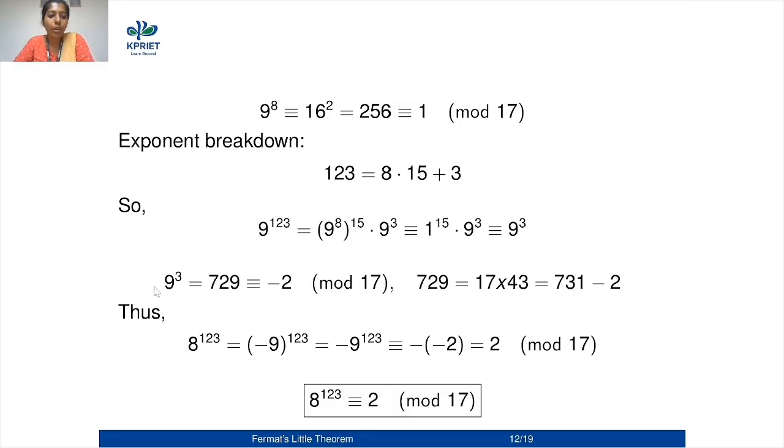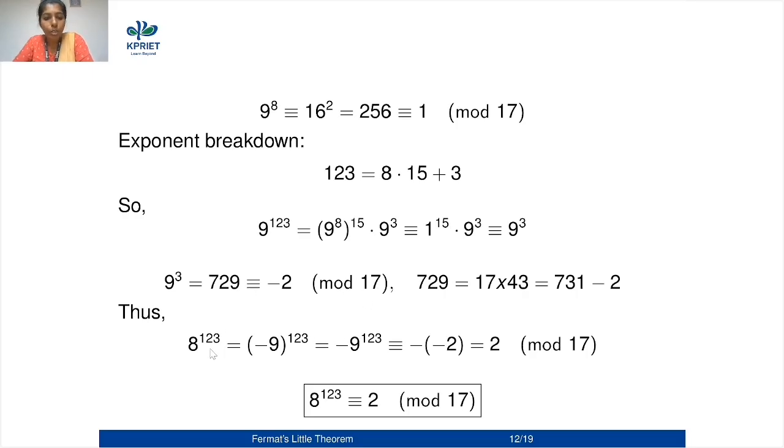So now let us focus on 9 cube. We all know 9 cube is 729. So this number 729 can be written as 17 times 43, which is equal to 731 minus 2. So for this case, I told you I'm going to solve this problem with the help of negative remainder. So I'm just taking this minus 2 as a remainder. So 9 cube gives the remainder minus 2 when this number is divided by 17.